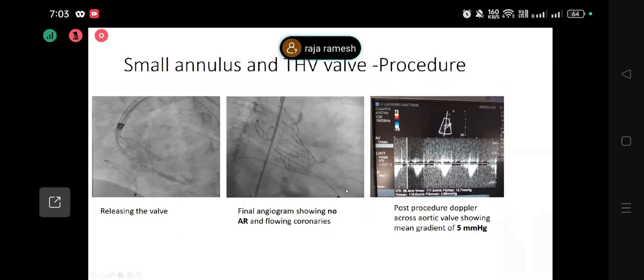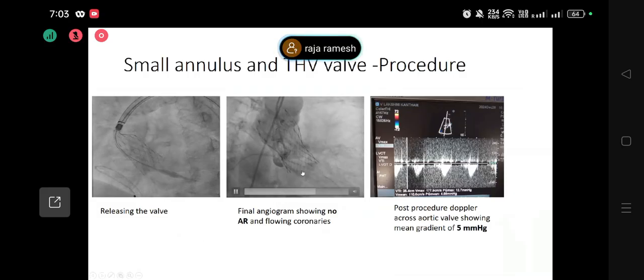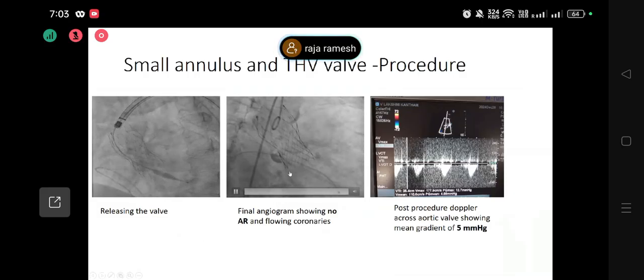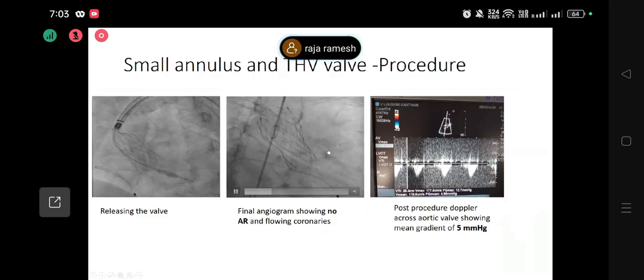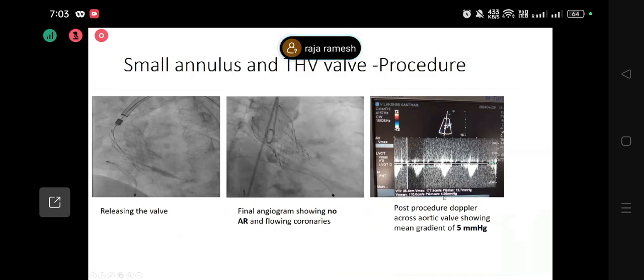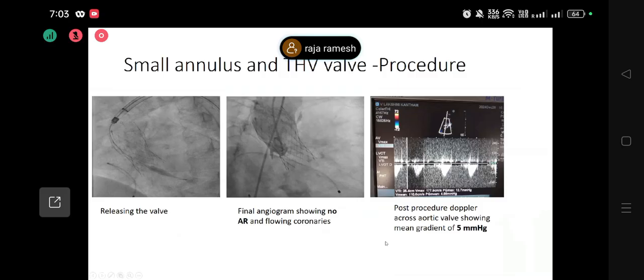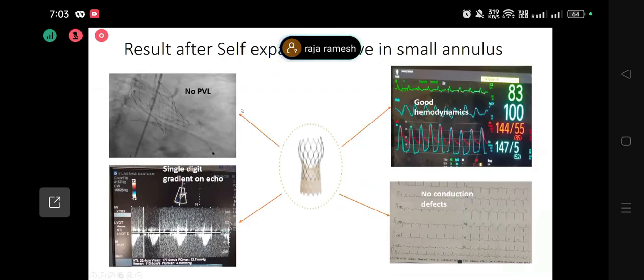So this is releasing the valve, and this is the aortogram after the release of the valve. There is no AR, and the coronaries are flowing. We can see the coronaries flowing, and the gradient is 4. So initially the gradient was 60, and now it is 4. In this patient with a small annulus, by choosing the self-expandable valve, we have achieved our goals.